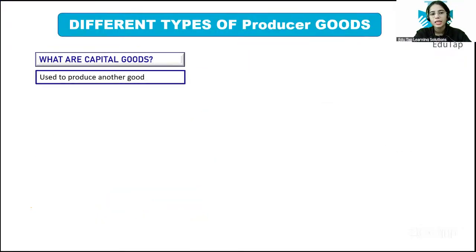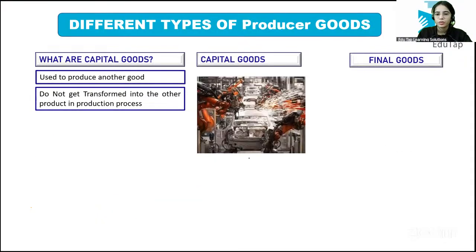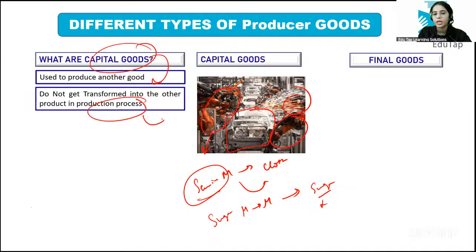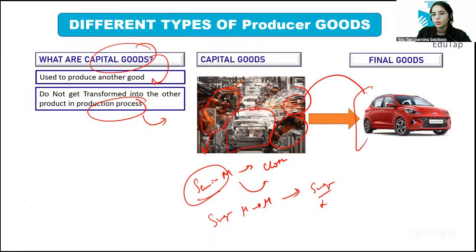Now capital goods are also used to produce another good. The capital goods, the machinery, tools, equipment, are also used to produce another good. But let's say you are using a sewing machine to produce cloth. Will this sewing machine become cloth? No. In the sugar mill, we are using machines. Will those machines convert into sugar? No, right? So capital goods are used for producing another good, but they do not get transformed in the production process.